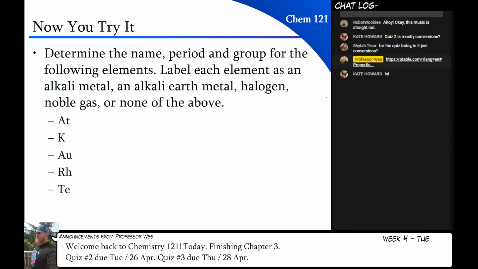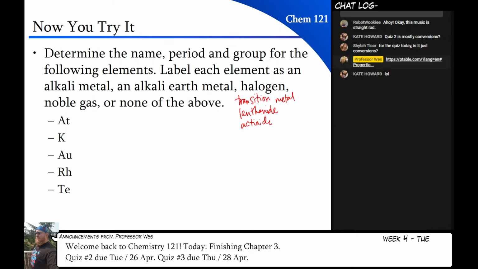All right. So what I want you to do here is, based on all of those names that I gave you on the previous slide, I want you to assign each of the following elements, give it its name, write down what period and group it's in, and then label it as alkali metal, alkali earth metal, halogen, noble gas. But we're also going to add in either transition metal, lanthanide, actinide, or none of the above.